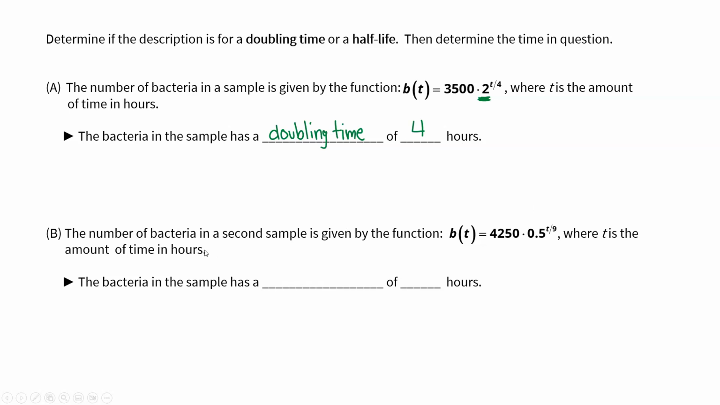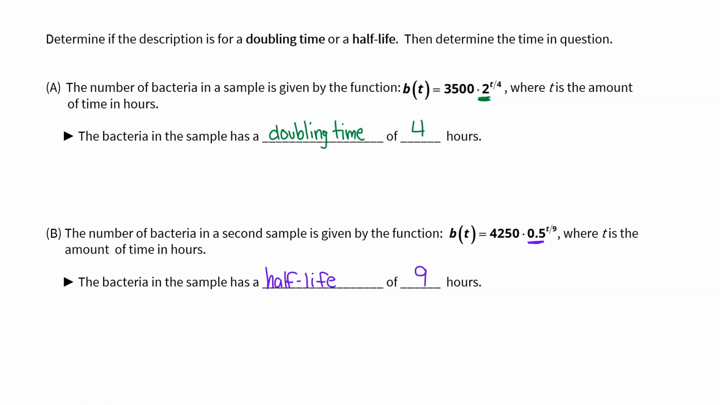Whereas down here, you have the number of bacteria in a second sample, and you can see a 0.5. Keep in mind that you might also see this written as 1/2. You can see decimals or fractions being used in many of these cases. And because that's 1/2, this is a decay, which means you're dealing with a half-life here, and the period of time is every 9 hours. So this one would have a half-life of 9 hours.